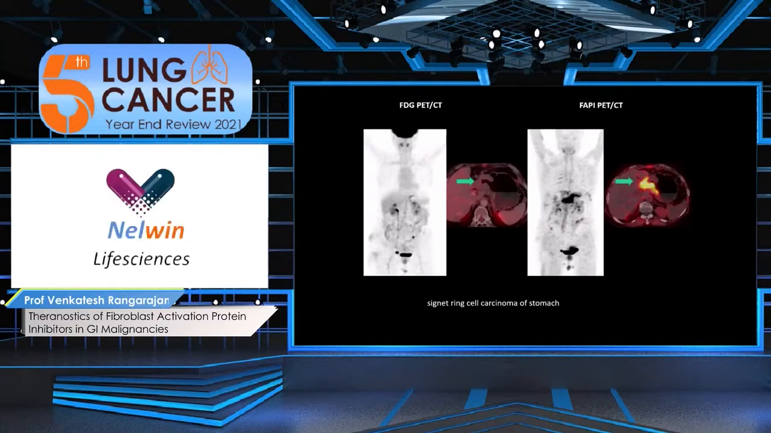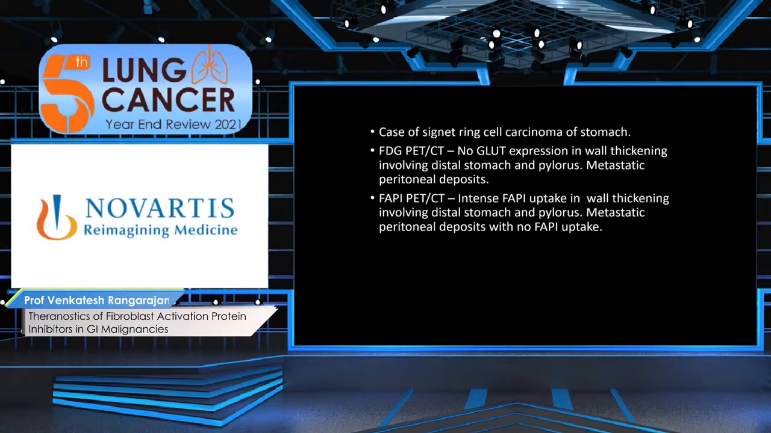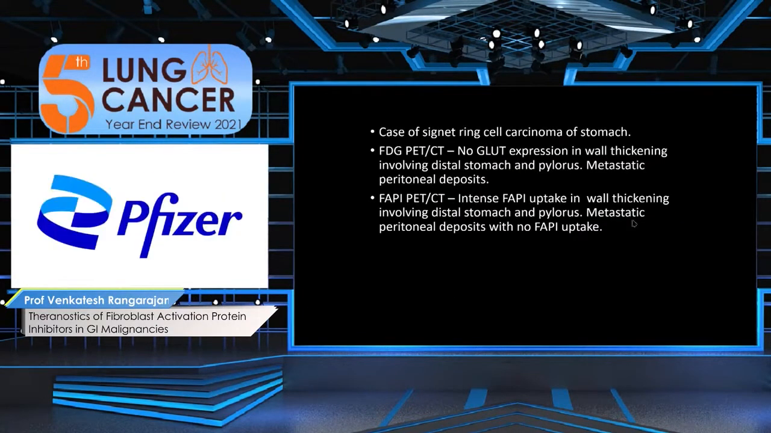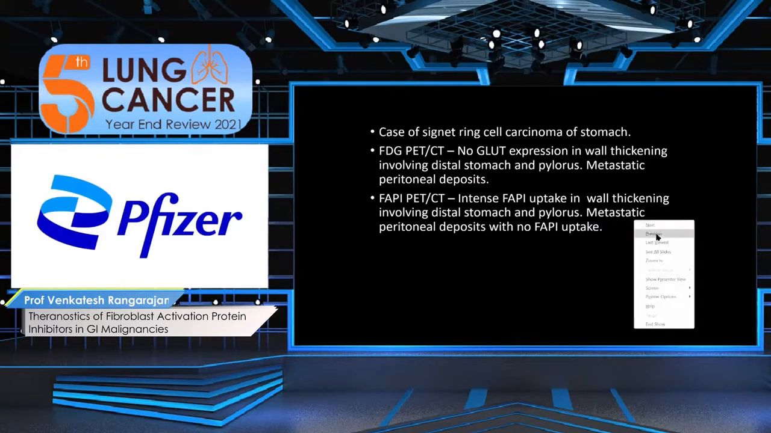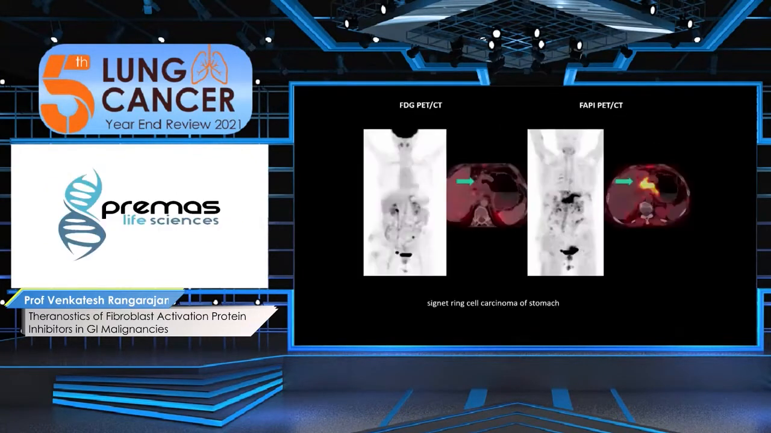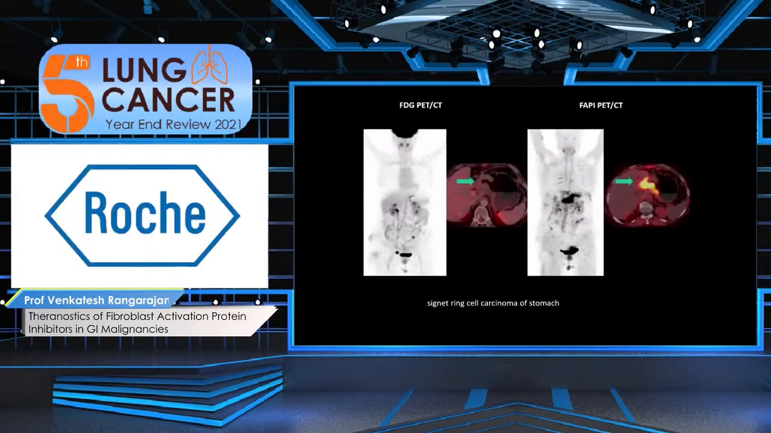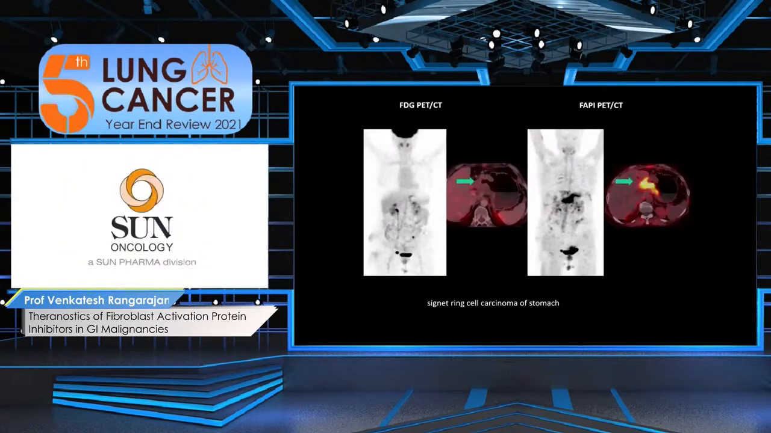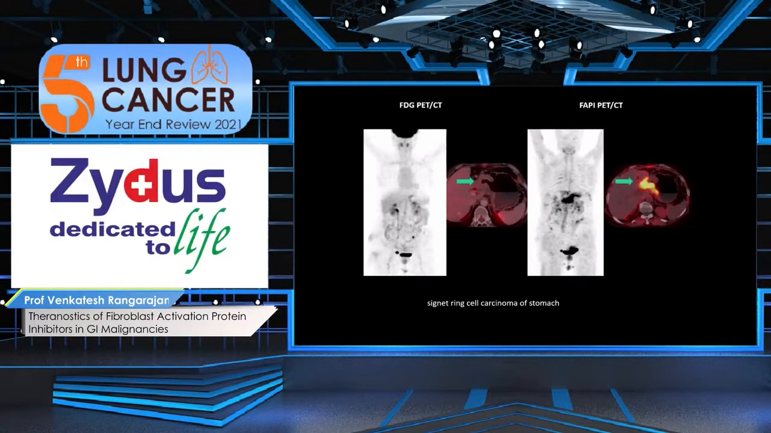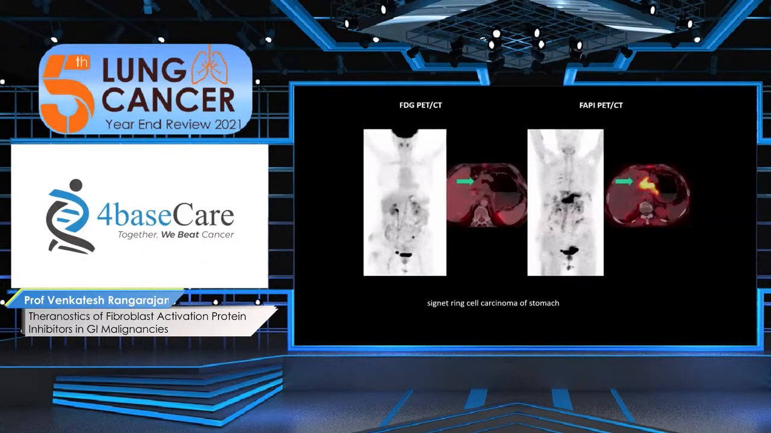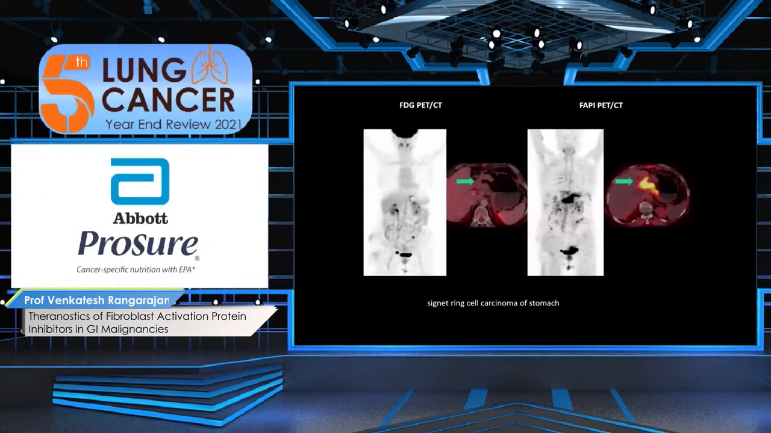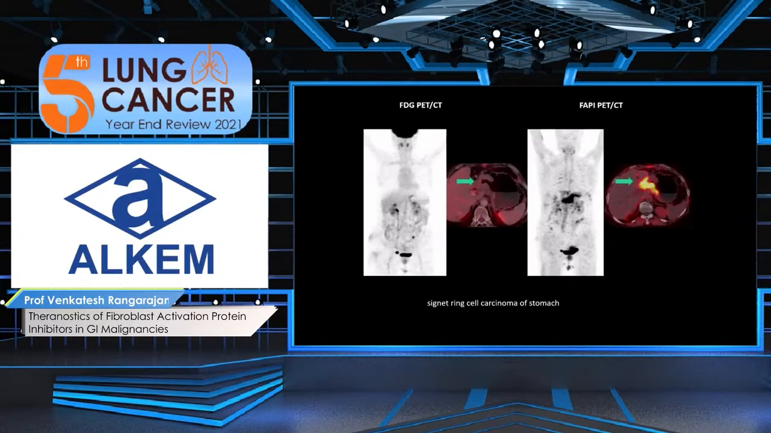So this is a case of a signet cell carcinoma of the stomach, and what we are seeing here on the left side is the FDG PET. There is normal uptake in the brain, but the uptake in the primary tumor is very, very less. In fact, we are able to appreciate the CT findings rather than the uptake. In fact, the uptake is as much as the background and hardly any.